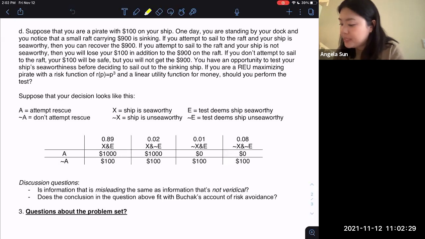If you don't attempt to sail to the raft, your $100 will be safe, but you will not get the $900. You have an opportunity to test your ship's seaworthiness before deciding to sail out to the sinking raft. If you are a risk-weighted expected utility maximizing pirate with a risk function of R(p) = p^3 and a linear utility function for money, should you perform the test?